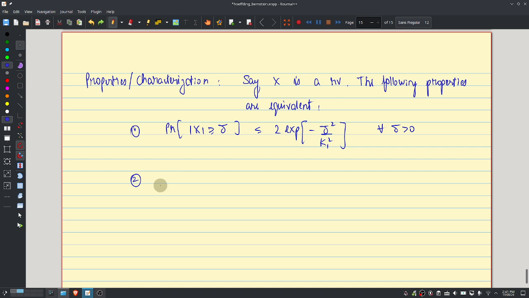The second is a statement about the moments. So expected value of mod x whole to the p, whole raised to 1 by p. This is sometimes called the LP norm of the random variable x.